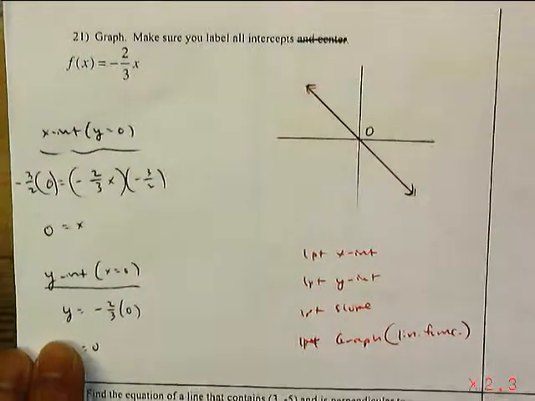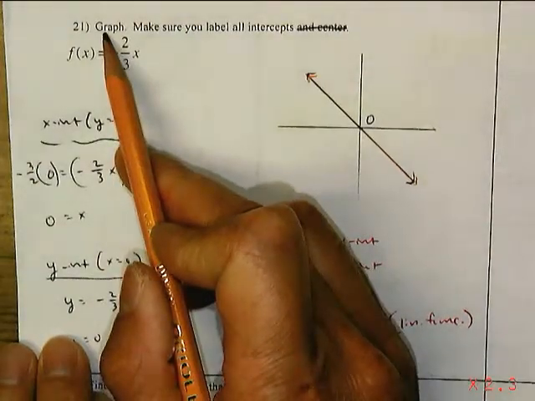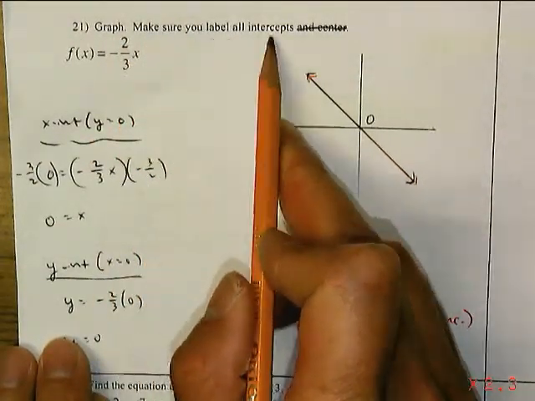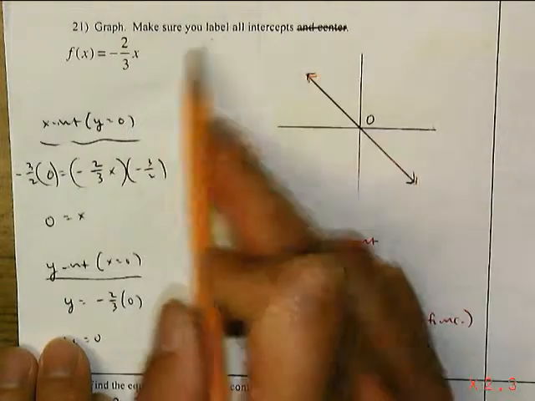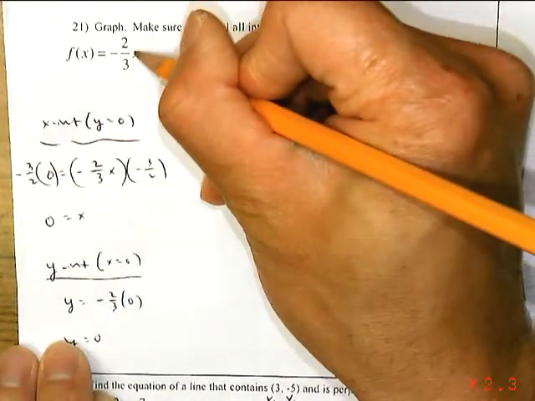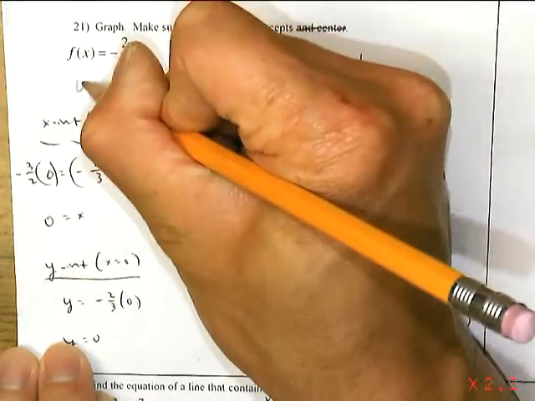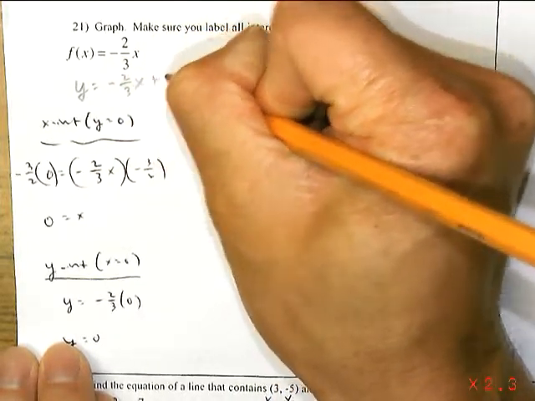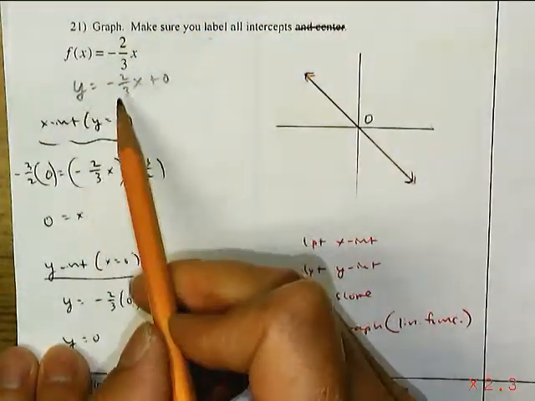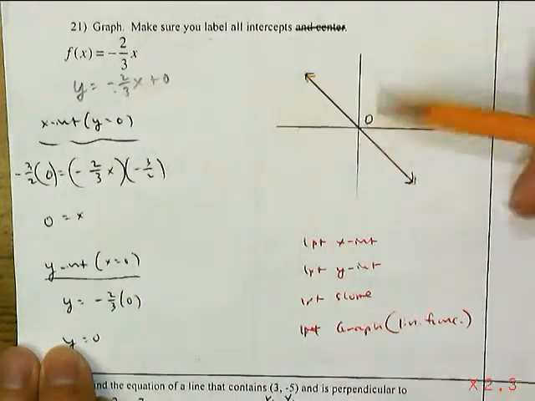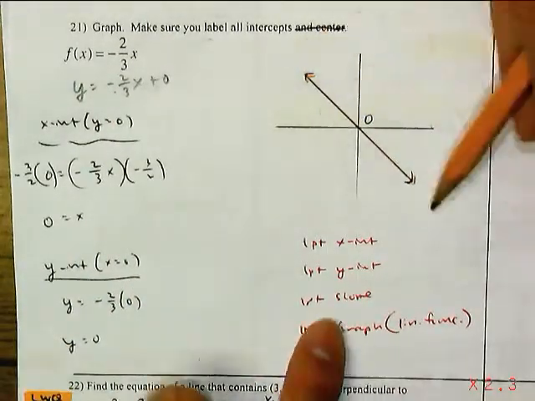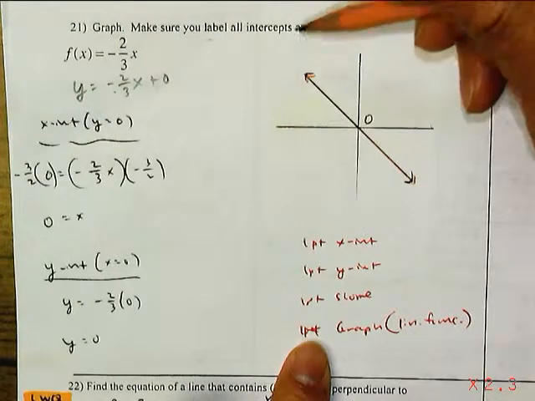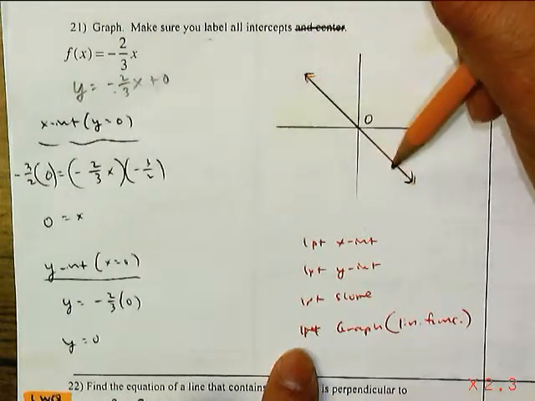Last page, graph. So notice it tells you the directions, and make sure you label all your intercepts. We don't need a center for this one. Now notice that this is the power of 1, so you can think of it as y equals negative 2/3 x plus 0. That's slope-intercept form. Notice you have a negative slope, so that's 1 point for your slope. 1 point for knowing that it's linear. It's not a circle. It's not a parabola.